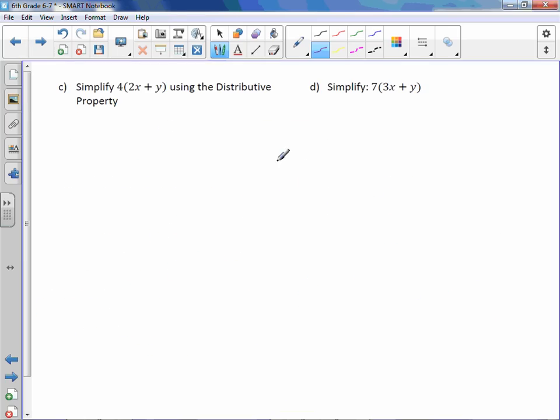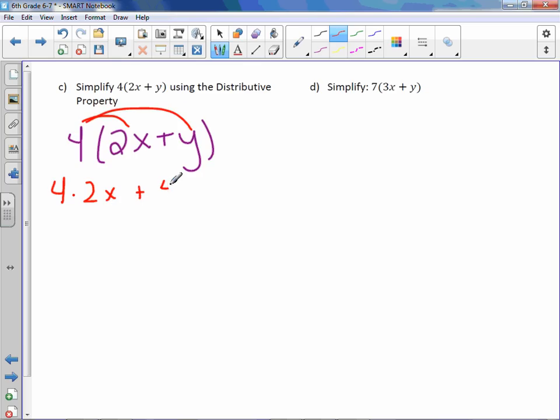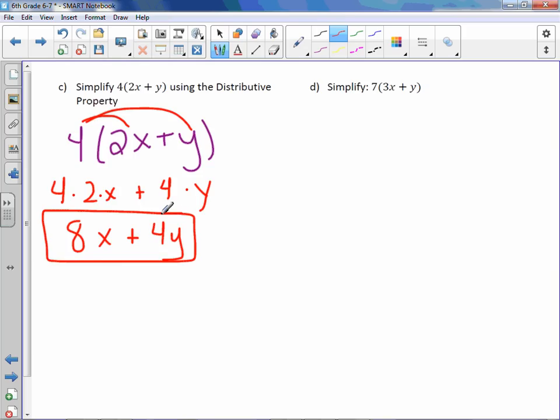Simplify 4 times the quantity 2x plus y using the distributive property. So here again, we can actually use the distributive property on two variables. I'm just going to rewrite my expression here. I'm going to distribute 4 times 2x plus 4 times y. I can do 4 times 2. It's all multiplication. 4 times 2 is 8. So I have 8x plus, and 4 times y is 4y. I don't know what x or y is, so that's the answer.